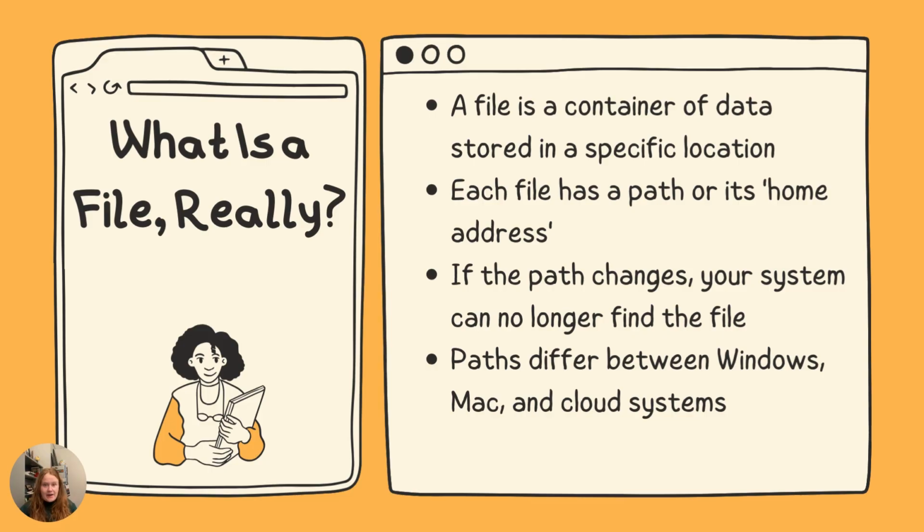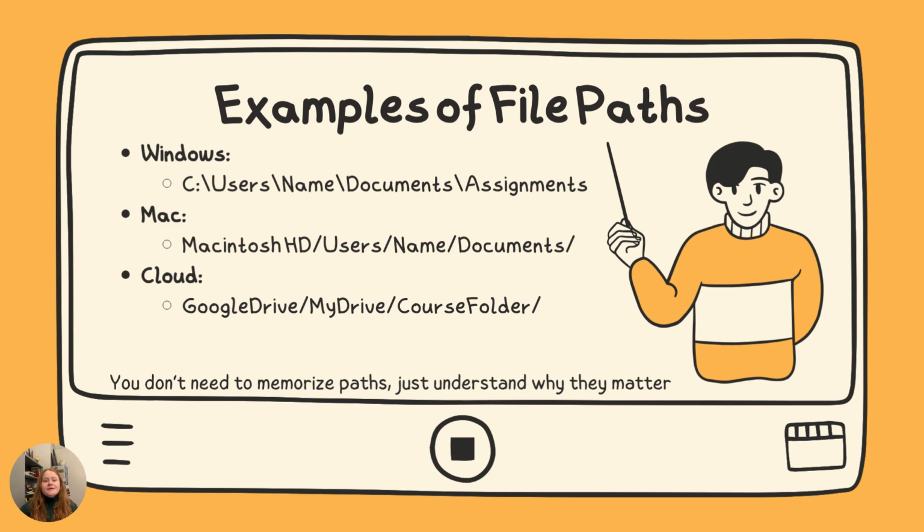And so these paths, or the home addresses, are going to be different on a PC versus a Mac versus whatever cloud system that you're using. So it's also important to know the difference between all of those. So here are some examples of those differences.